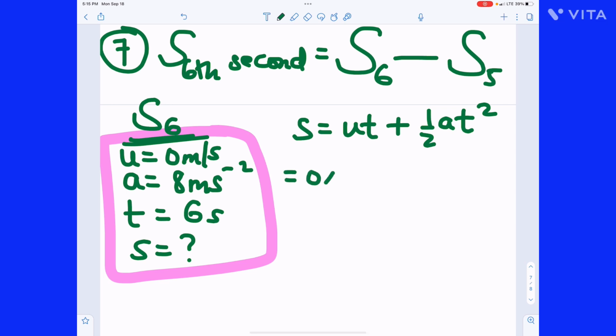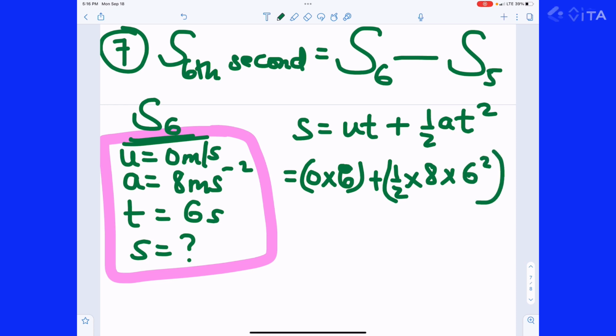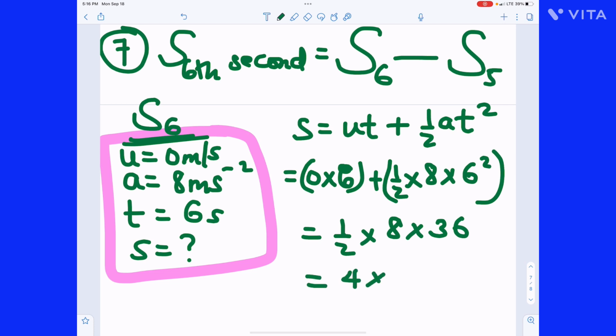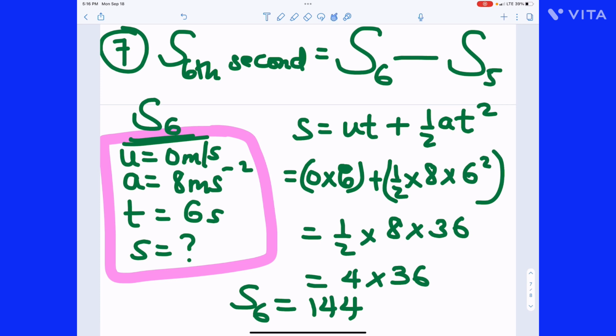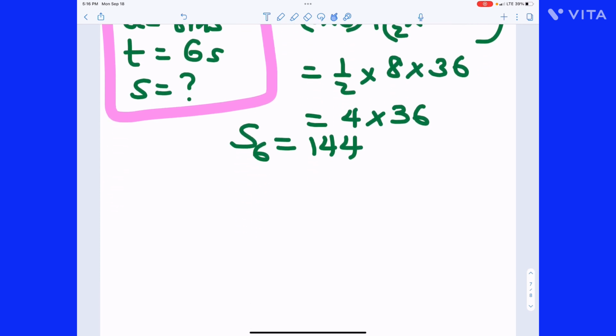So that will be what? 0 times 6 plus half times 8 times 6 squared. So this part will disappear because of the 0 times 6. Then what will we have left? We will have half times 8 times 36 left. That's 4 times 36. 4 times 36 is what? 144. So distance traveled for 6 seconds is 144 meters.